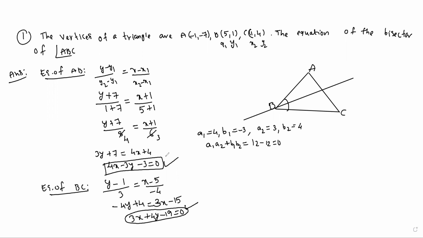That's why, to find the angular bisector, I'm taking the equation of this angular bisector as clearly: (4x minus 3y minus 3) by root of a square.